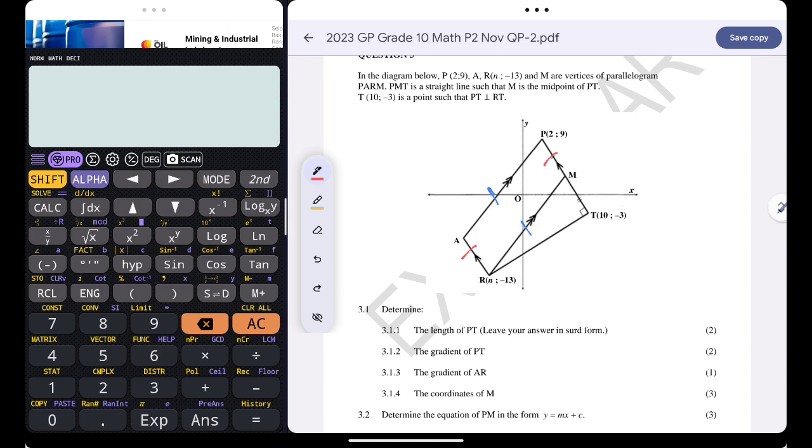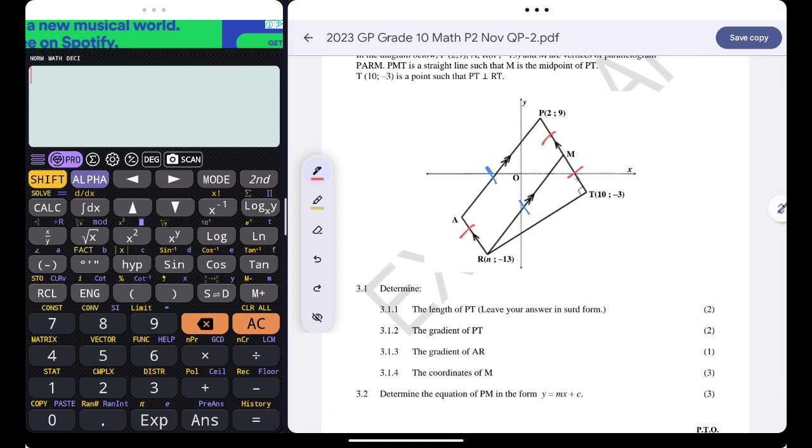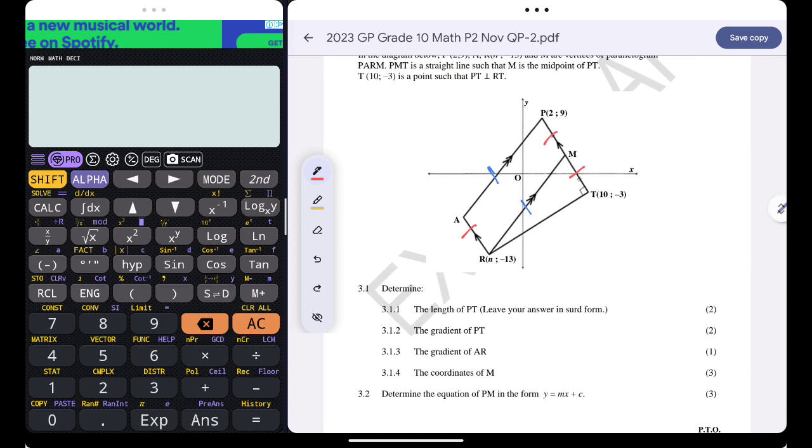Are you together? I'm told that PMT is a straight line such that M is the midpoint of line PT. If M is the midpoint, it simply means that PM is equal to MT, like that. And I'm told that T is a point such that PT and RT are perpendicular to one another. When lines are perpendicular to one another, please note it simply means that the product of their gradients is equal to -1.